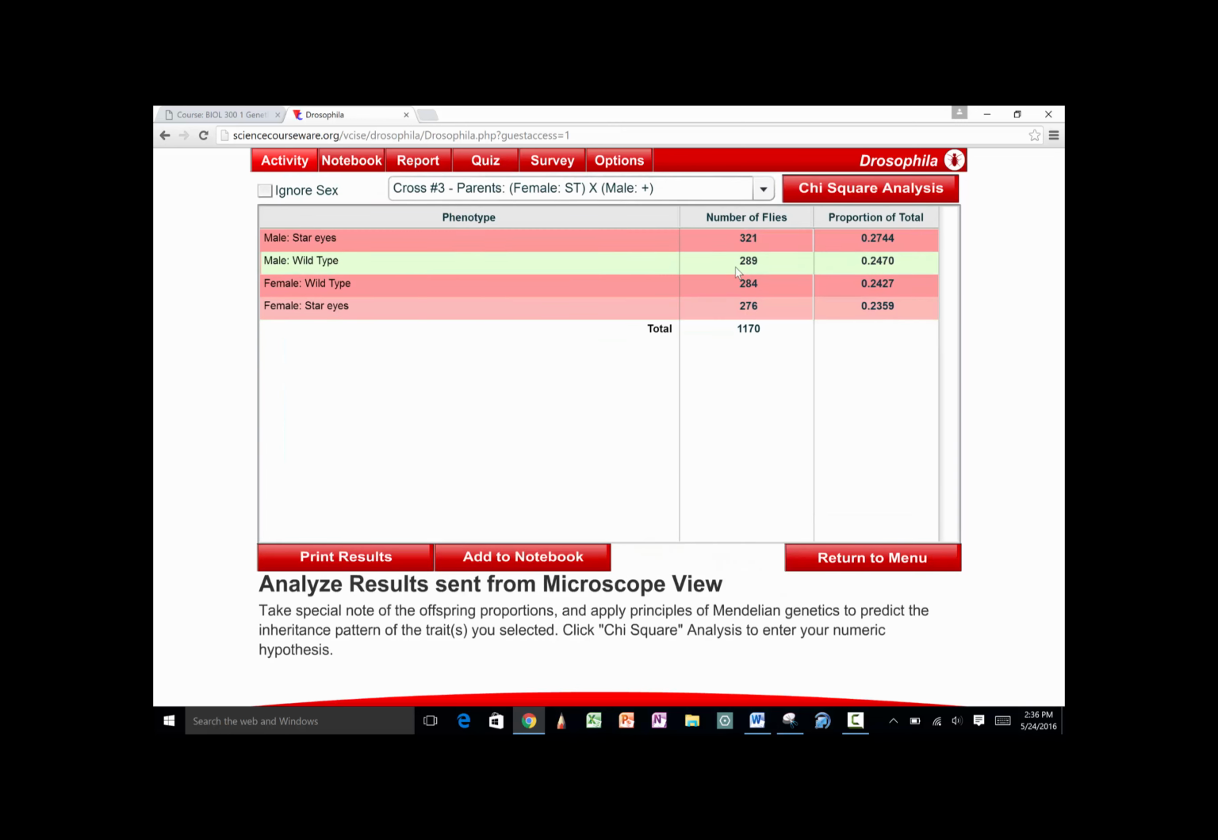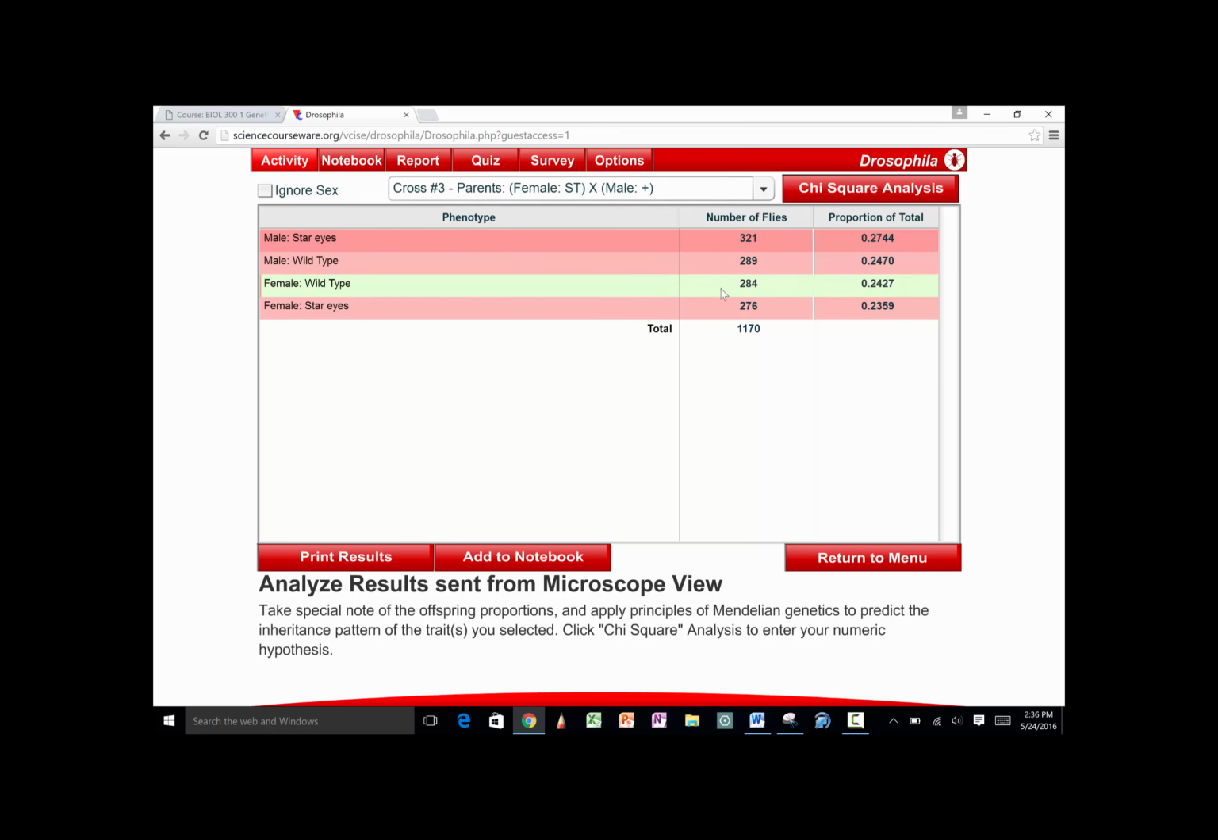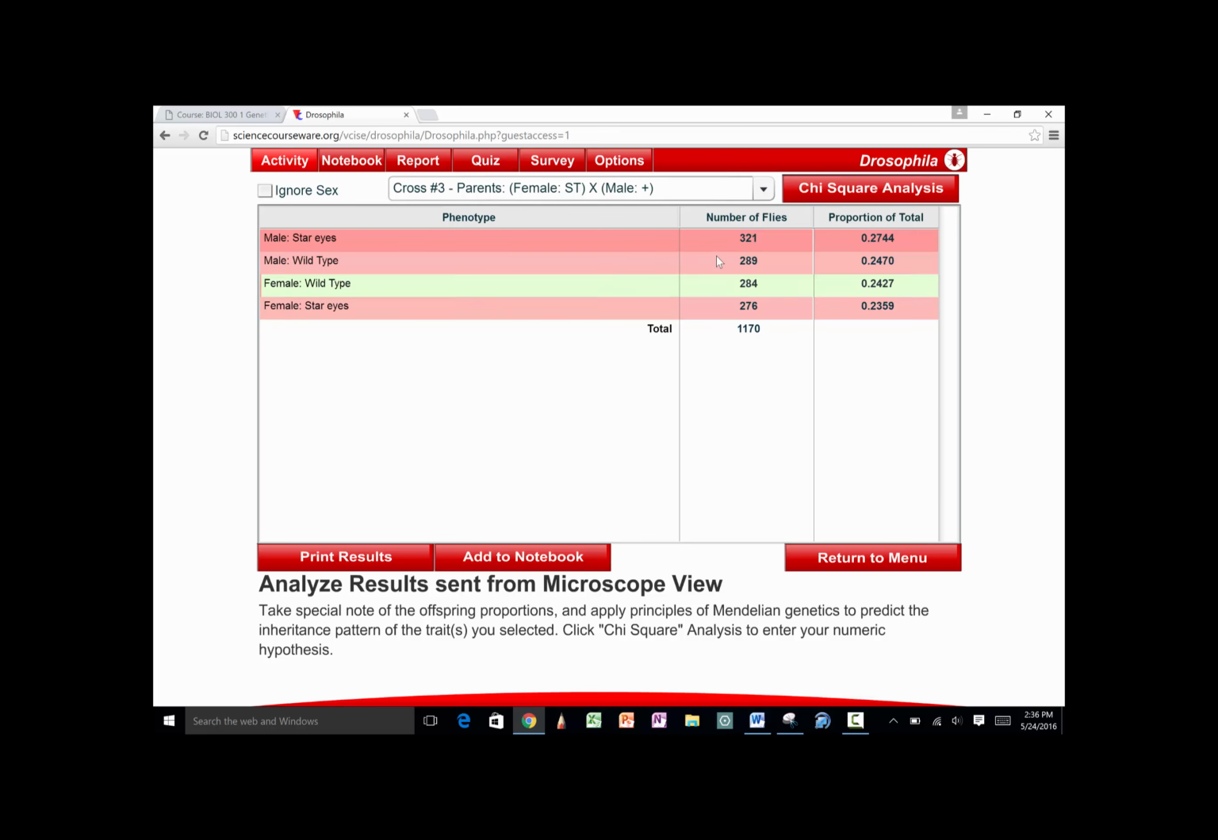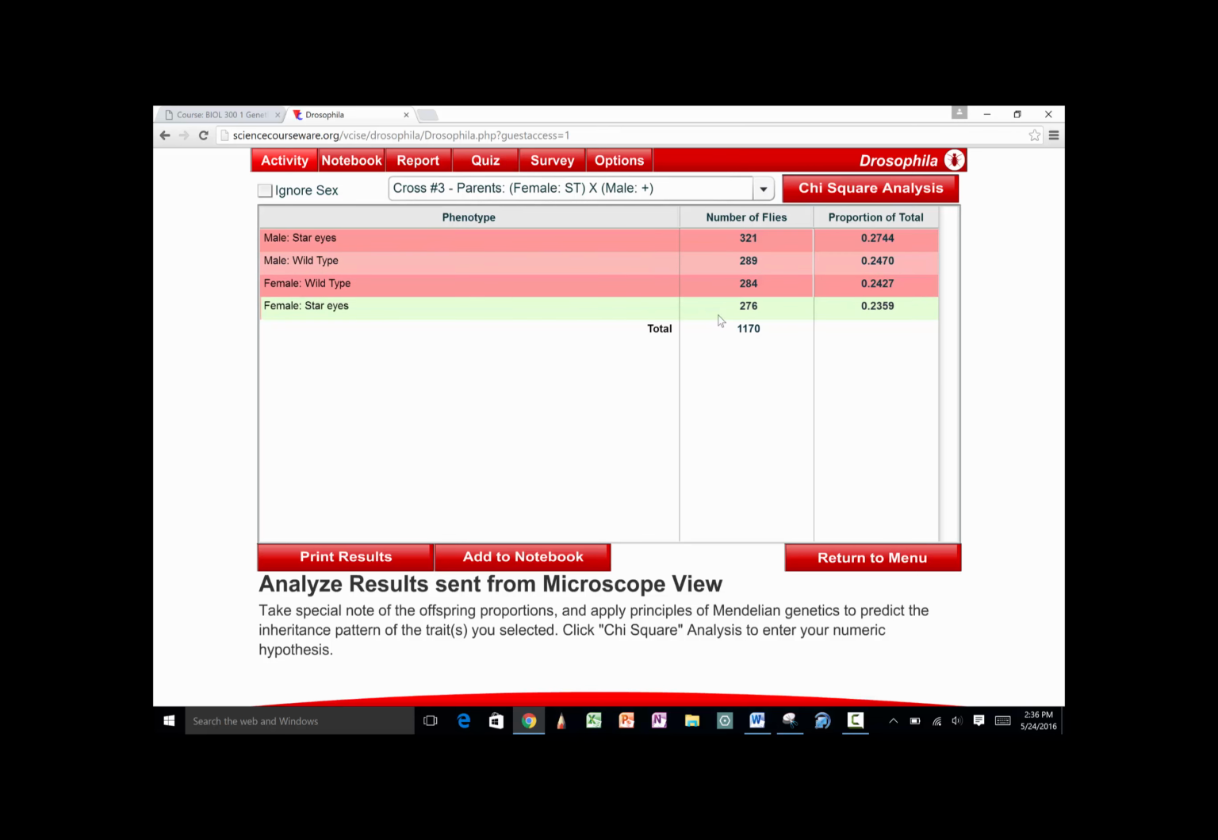Males and females. So I'm going to send the data to the computer just to make it easier to analyze. So male star and male wild type, female wild type. So if we compare the female wild type to the male wild type, they're both 280 something. Males and females, there's a slight difference, 321 over 276, but for the most part, they're showing the same general pattern. So it doesn't look like males and females are showing a majorly different thing. So we can ignore sex. So now what we have is 1-to-1 star to wild type.